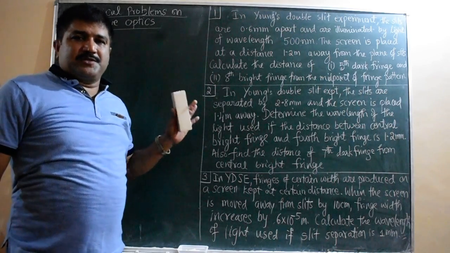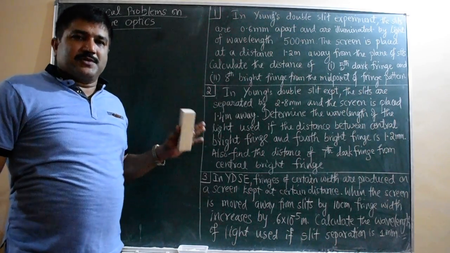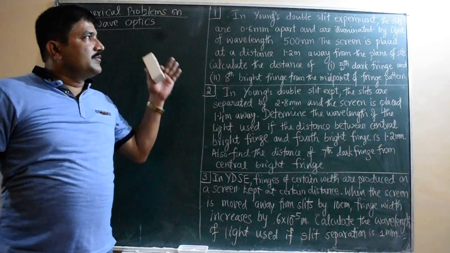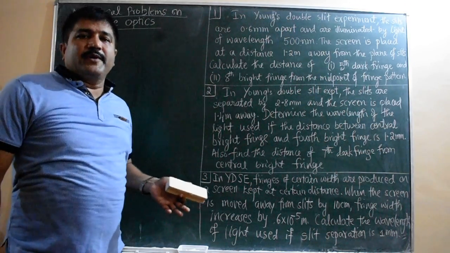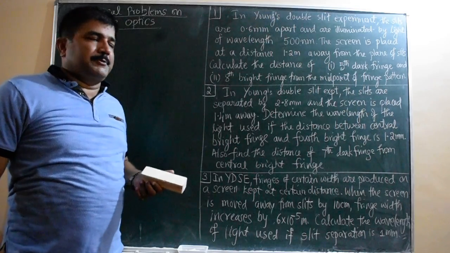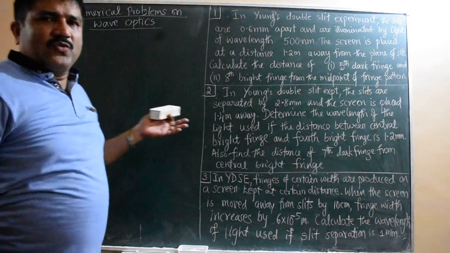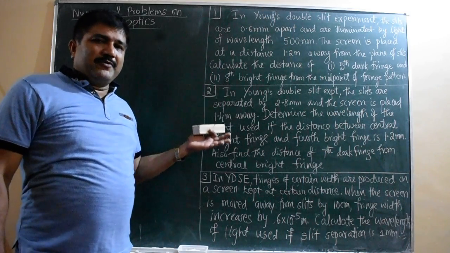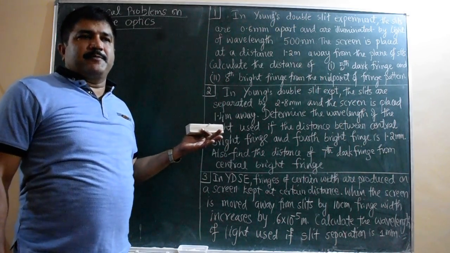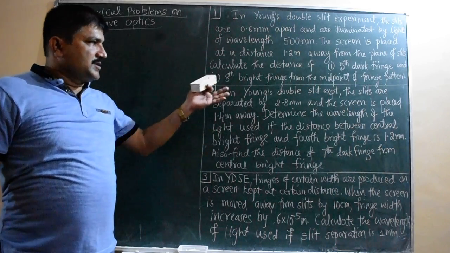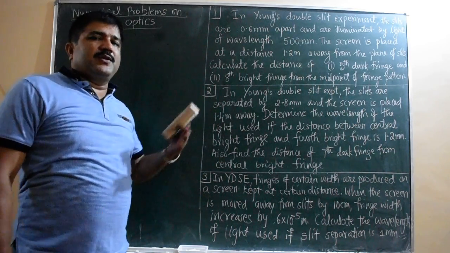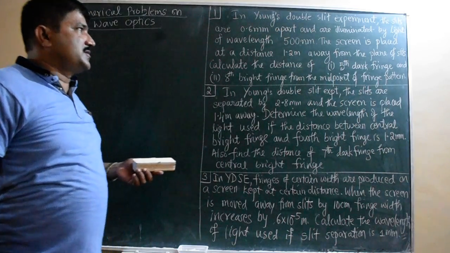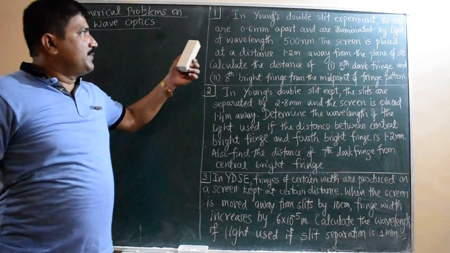In this chapter, most of the times in annual exams and in midterm exams, they have asked numerical problems on Young's double slit experiment, related to fringe width, finding the wavelength of the light used in the experiment, or in case of shifting the screen away or towards the plane of slits. Such problems have been asked. So firstly, problem number 1.